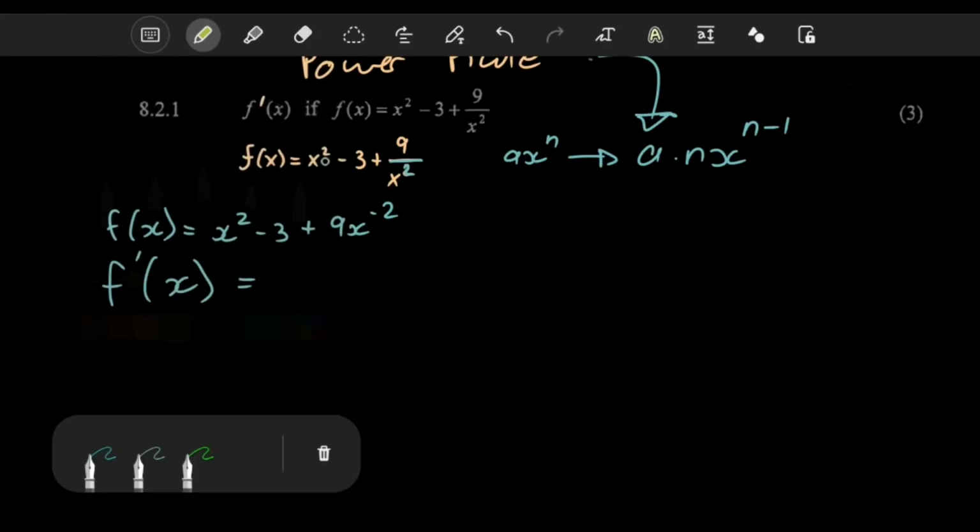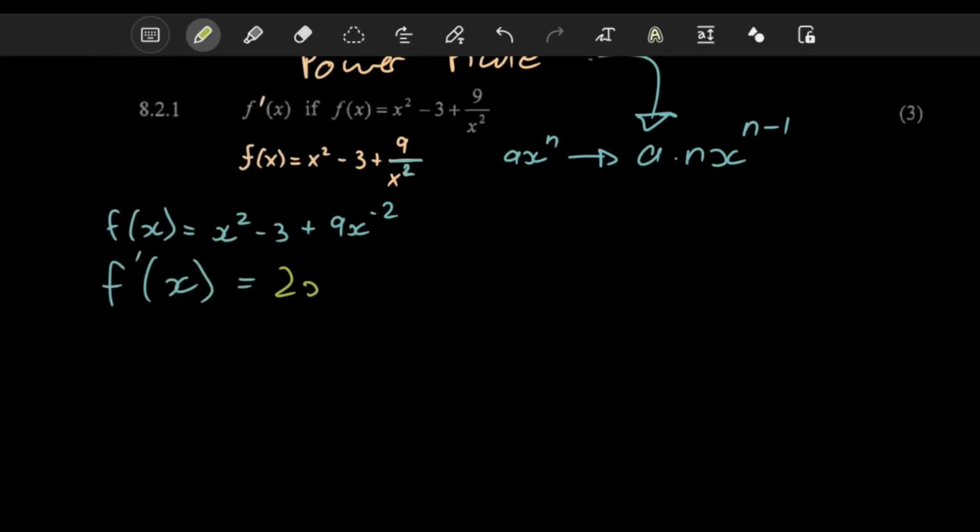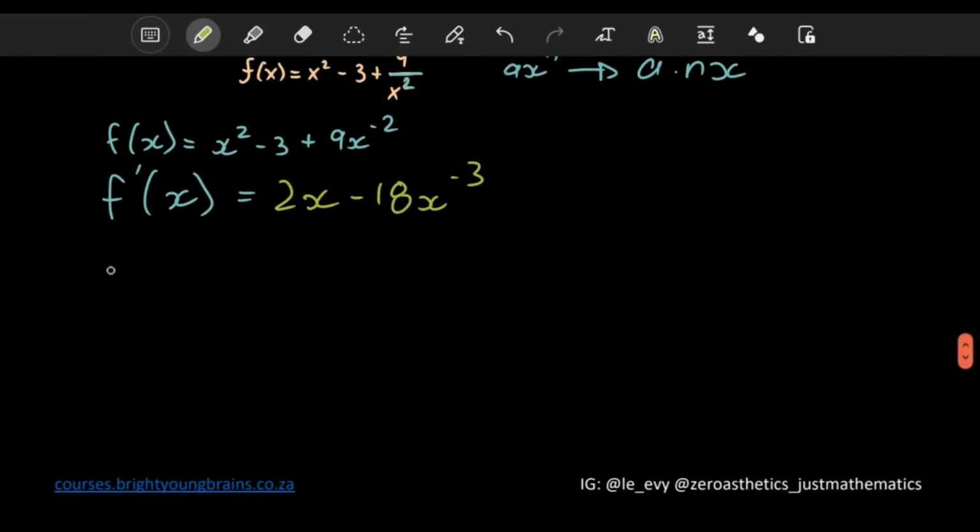Differentiating this, 2 times the x is just 2x. 2 minus 1 is just a 1. This is a constant, so when you differentiate it, it just falls away. And then here, negative 2 times the 9 there is negative 18. Removing 1 from this exponent gives you a negative 3. Now, the one thing I'll always say is always leave your exponents as positive values, because that will help you in terms of habits, because most questions always ask you to leave your answers in positive exponents.